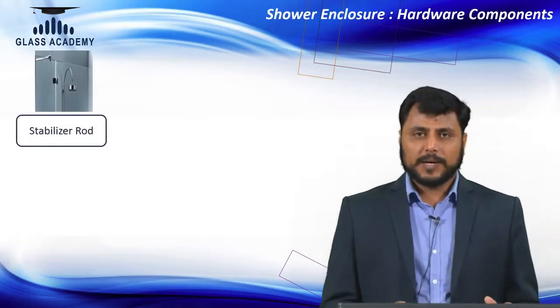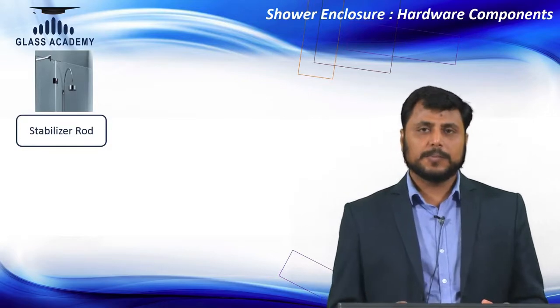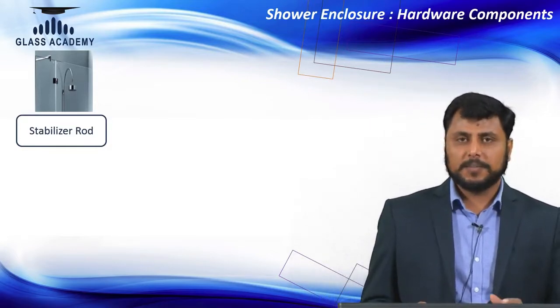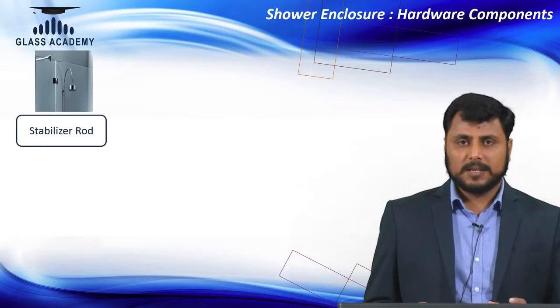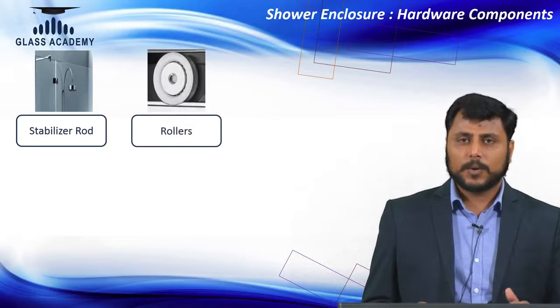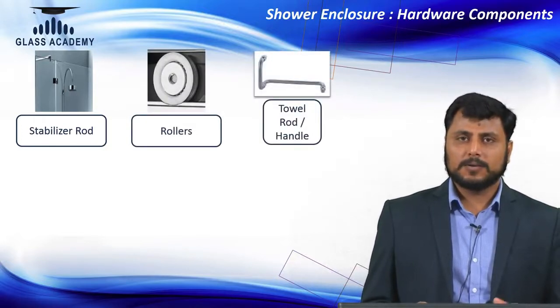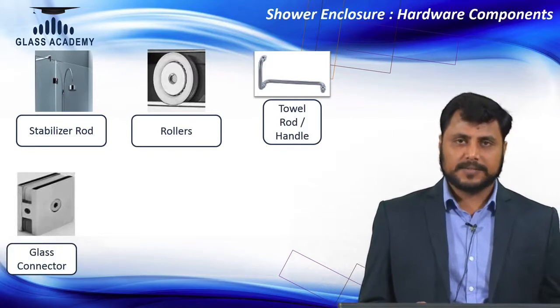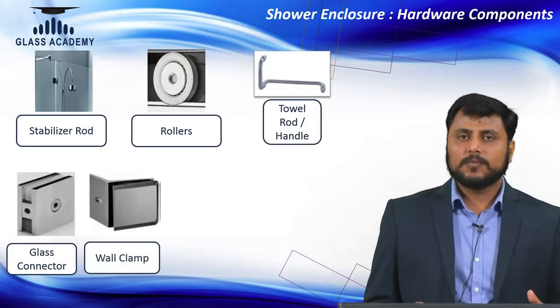Coming to the hardware part, as I said, most of the components are of brass, and the stabilizer rod and connectors may be of SS. I will take you through what kind of hardware is being used here: stabilizer rod, rollers, then towel rod to open the door, then glass connectors to connect the fixed glass, then wall clamp.